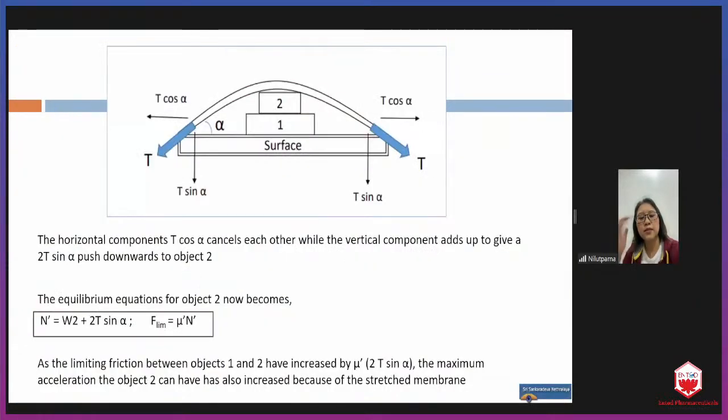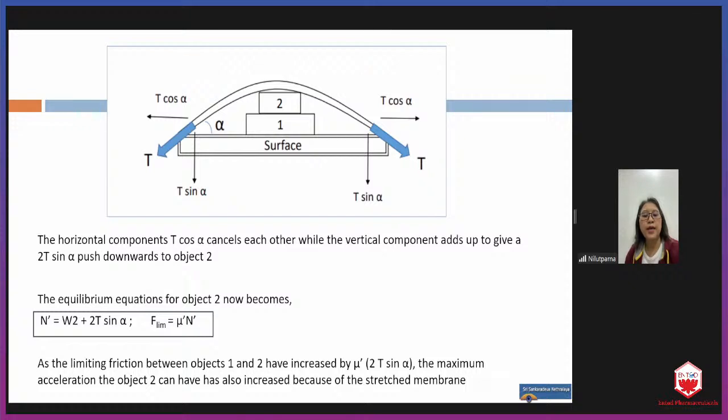slide. So here again, I'm going to explain to you why this has happened, because there are two components now that will be acting on this tunnel. That is the horizontal component and the vertical component. The horizontal component, that is the cos alpha component, will cancel each other, but the vertical component will double itself.